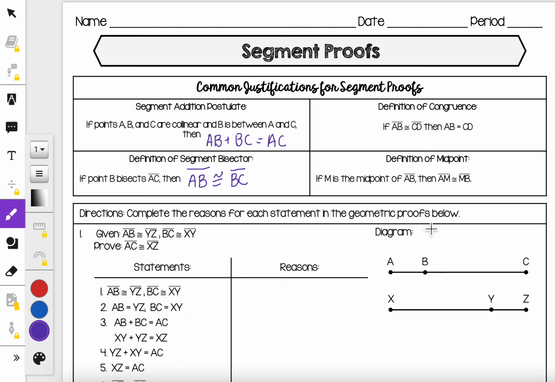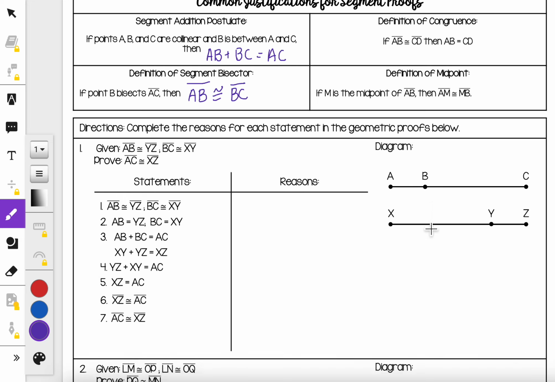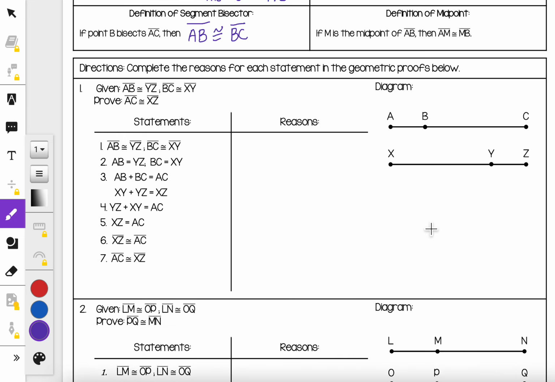Okay, so let's start getting into our segment proofs. Just like with those geometric proofs, the first two proofs are going to have the statements done for us. We're going to try to come up with the reasons as we get a feel for what these proofs look like. And then on the back page, the last three examples, we're going to try them on our own.